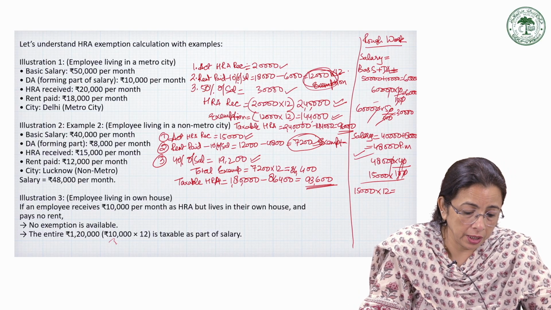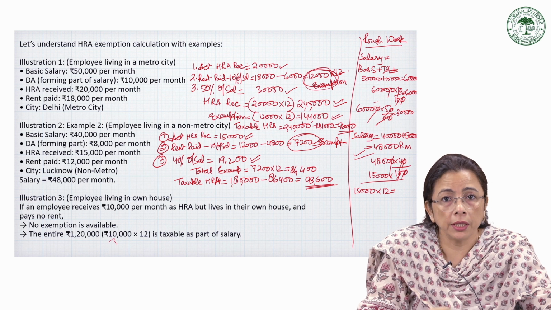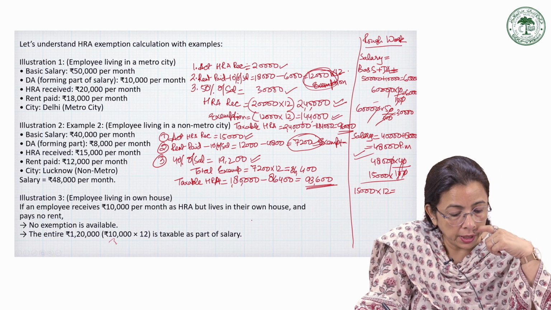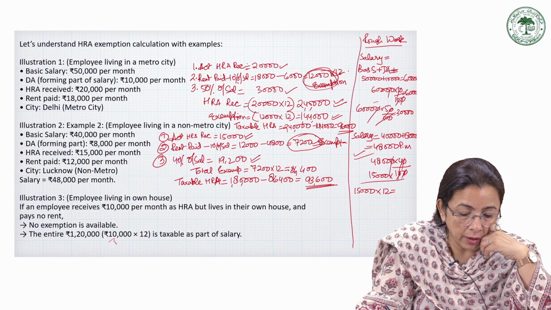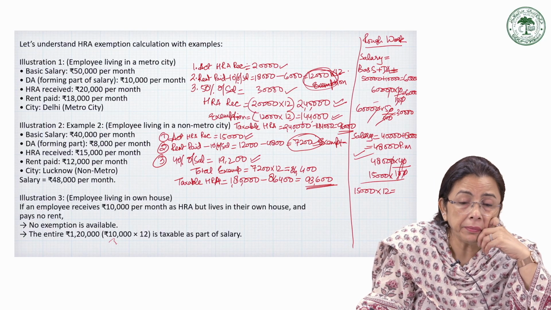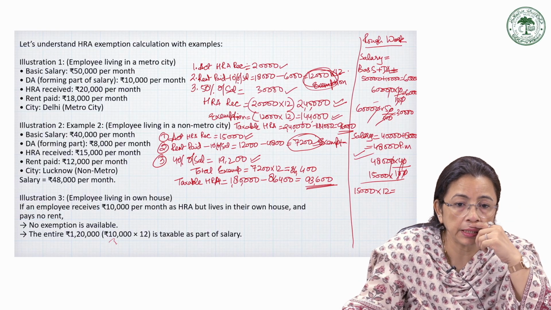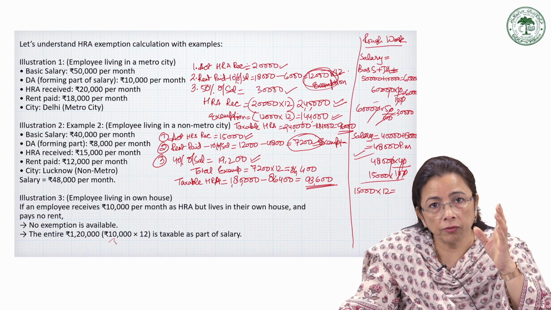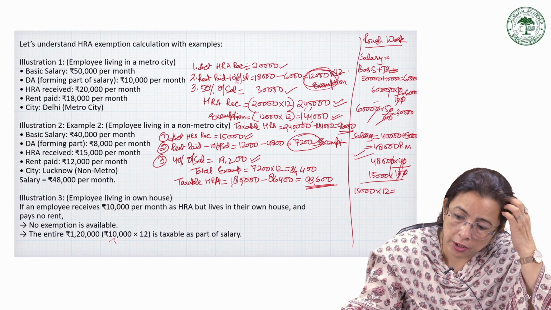If he lives in his own house, this comes under the fully taxable allowances. So here the entire amount he receives, rupees 10,000 per month, into 12, 1,20,000, will be the taxable part of the salary. So I hope this is clear to all of you.